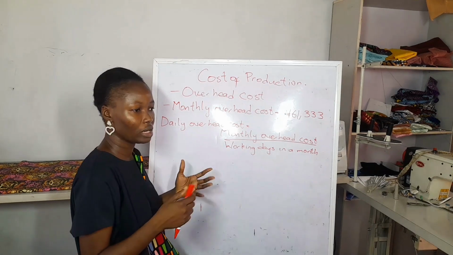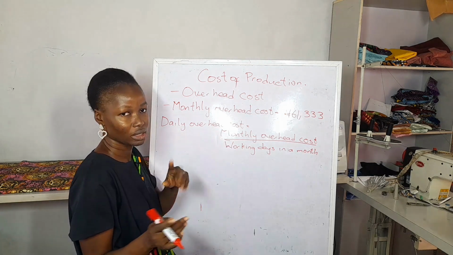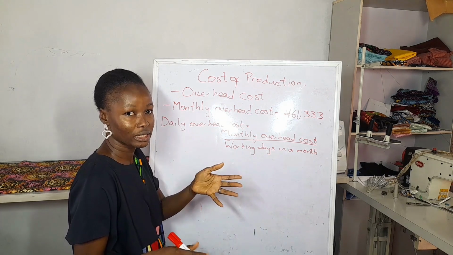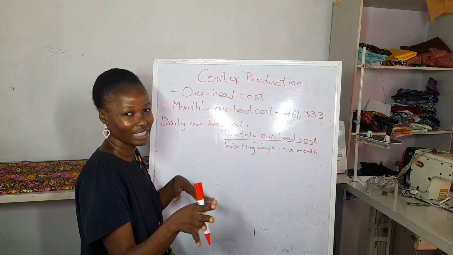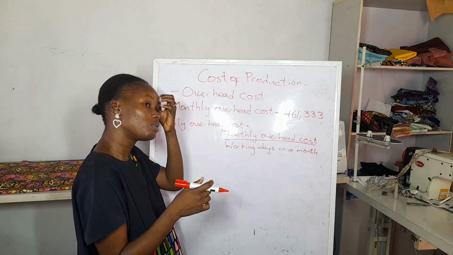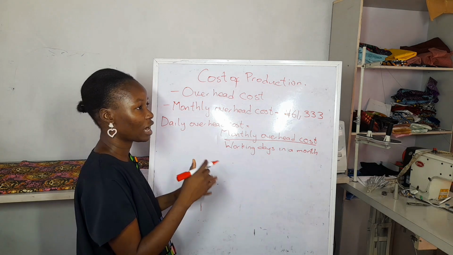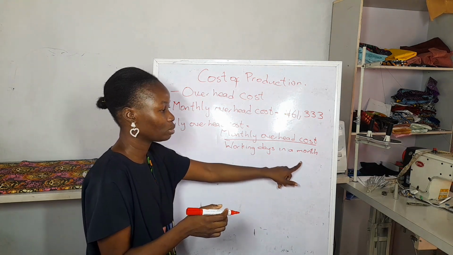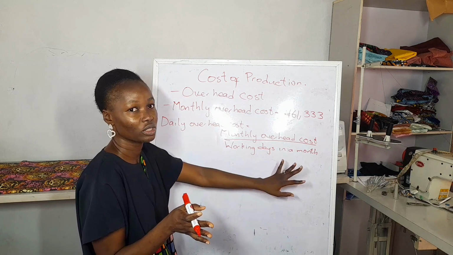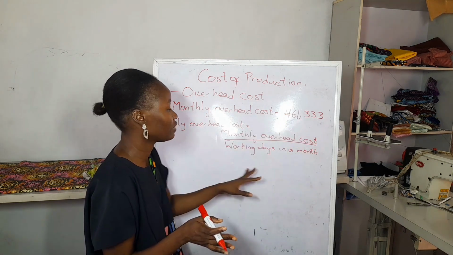So for instance, generally we assume 30 days in a month, though we know some months are 31 days and some are fewer. We also assume 4 weekends in a month, Saturday and Sunday. So from 30 days in a month, I'm removing 8 days, which is 2 days for each weekend, leaving 22 days. So my working days will be 22 days, that's for those that do not work on weekends. So I'll divide my monthly overhead cost, 61,333, by 22.